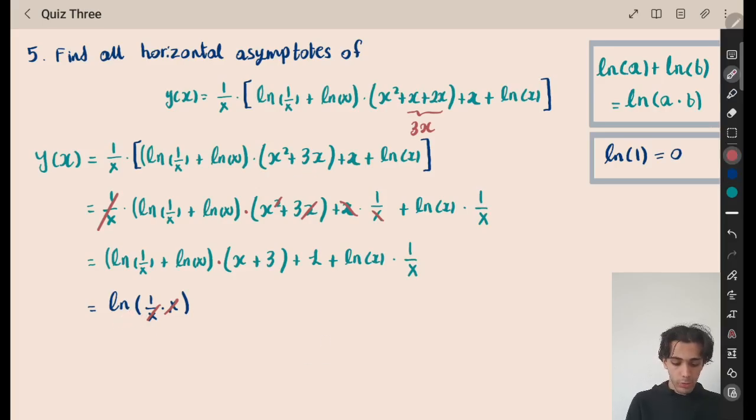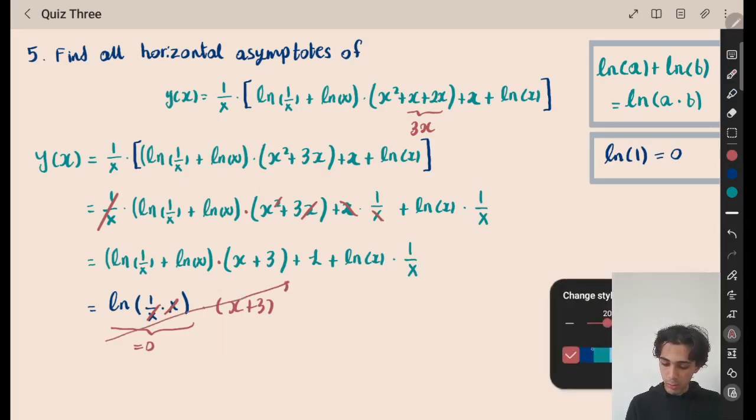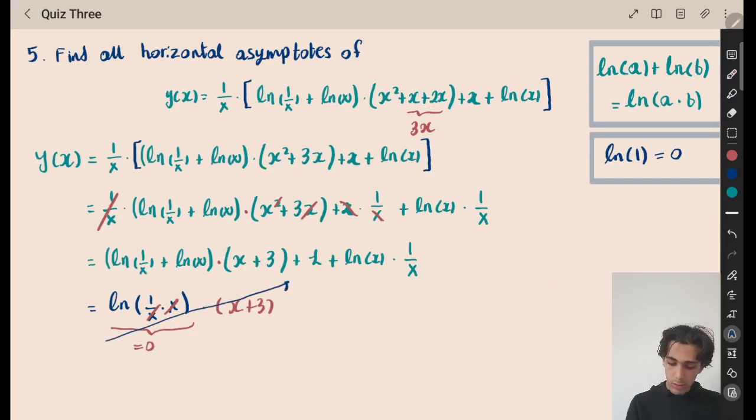Well, that's good news, because this is equal to 0, and this is being multiplied by x plus 3. So this is all going to be equal to 0. I hope that is okay. Then we're adding 1 and then ln of x times 1 over x. And I hope in the midst of all of this chaos, you've not forgotten how to find a horizontal asymptote.